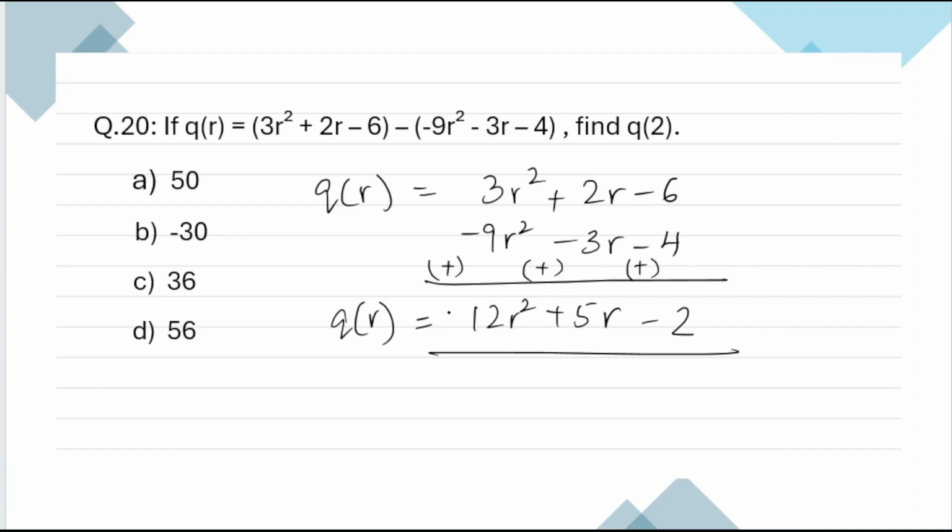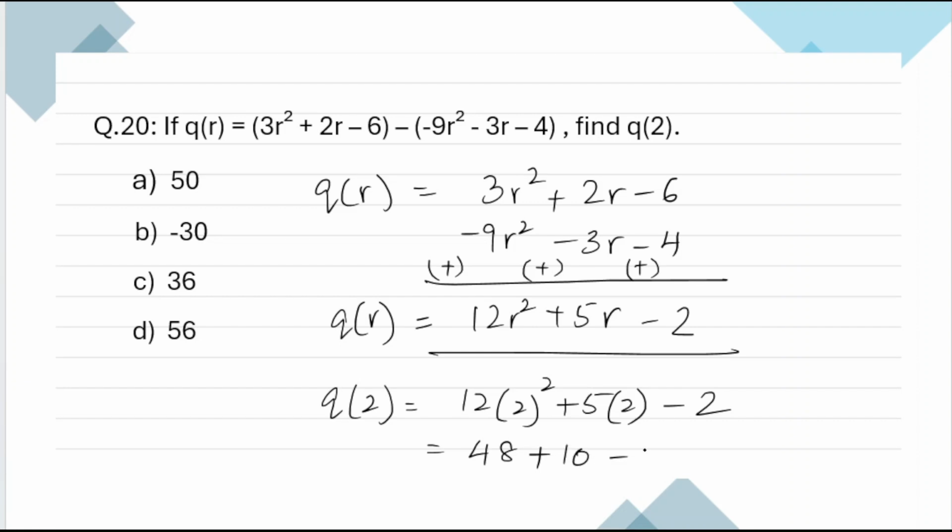Now I need to find the value of Q2. So in place of R, we are going to put the value 2. So Q2 is equal to, let's solve it, 12 times 2 square plus 5 times 2 minus 2. 2 square is 4, 12 times 4 is 48, plus 5 times 2 is 10, minus 2. 48 plus 10 is 58, 58 minus 2 is 56. So option D is our correct answer.